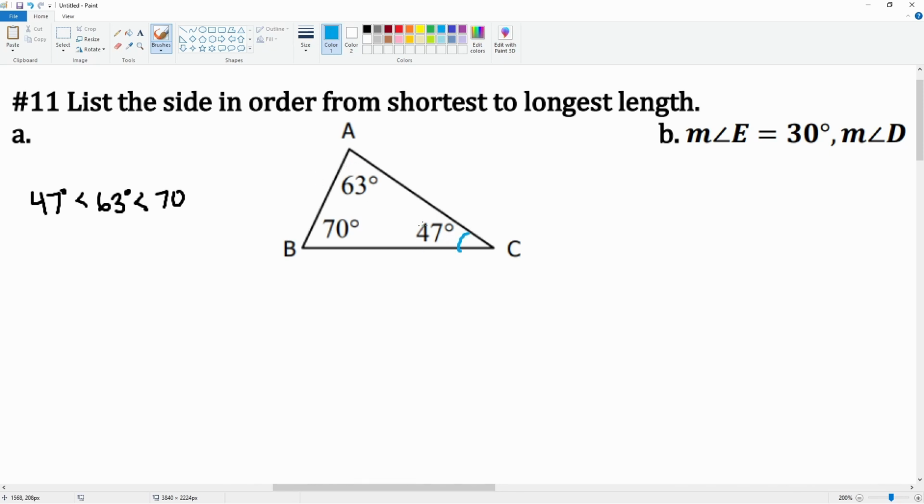So the 47 angle is opposite to AC. Oh, I mean AB. So this is line AB. Then 63 is opposite right here to line BC. And then 70 is opposite line AC. So it's AC here. So we can say that line AB is less than line BC, which is less than AC, using the triangle inequality.